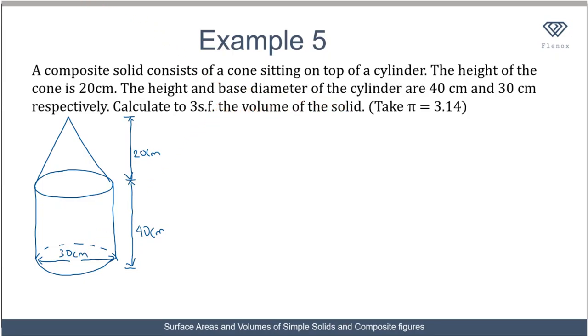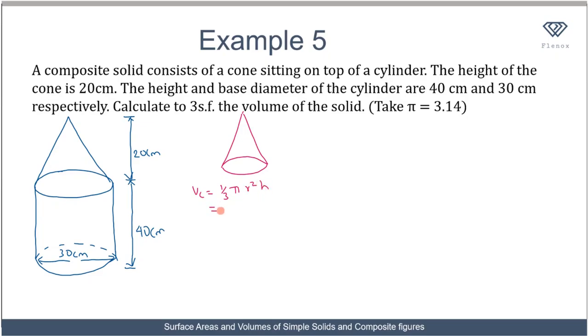So what we'll do here is, since there is no direct formula that we can use to calculate the volume of this shape, we can split this shape into a cone and a cylinder. So when we do that, we can now add the volumes of those shapes together. So for the first shape, we have a cone like this, and we can calculate the volume of a cone. We know that the volume of a cone is given as 1 over 3 pi r squared h.